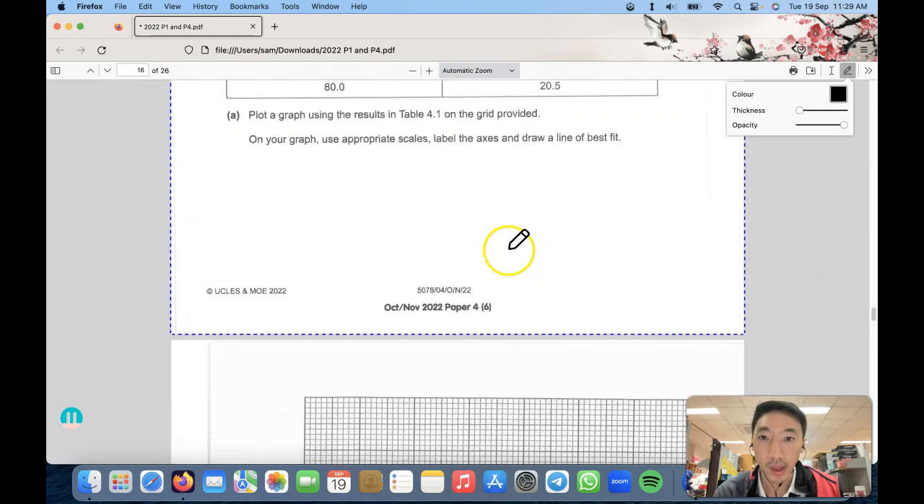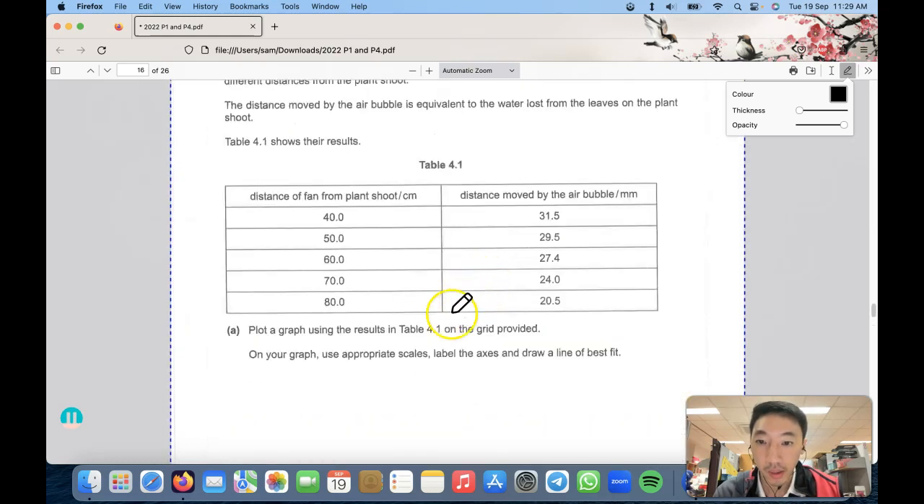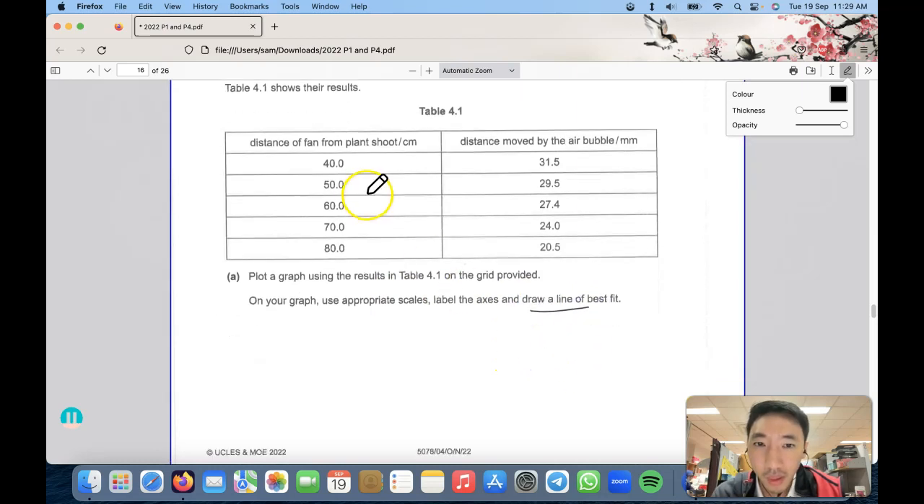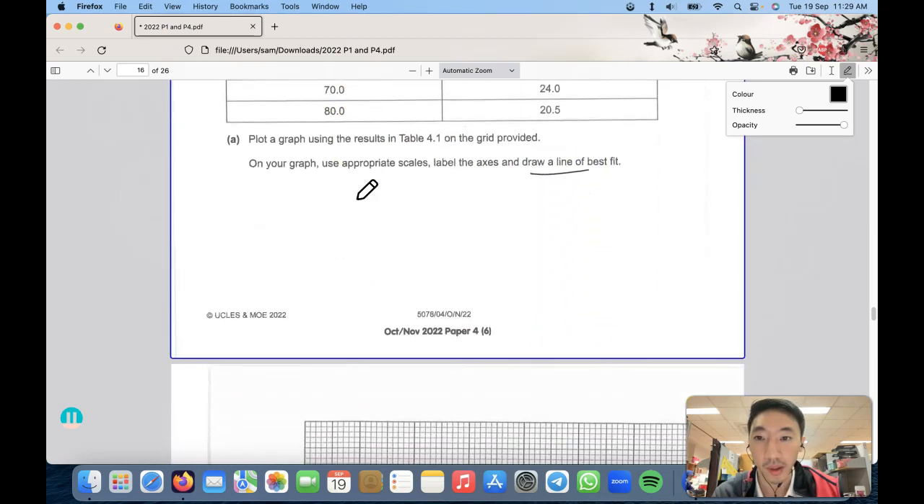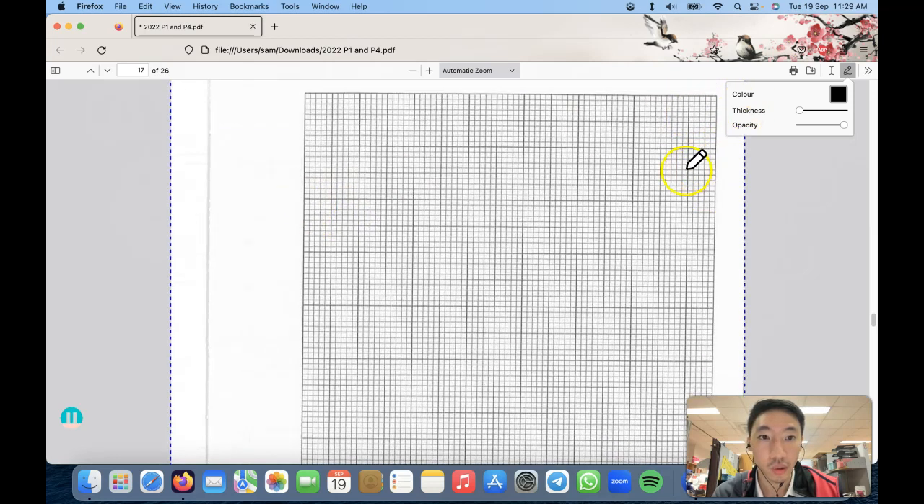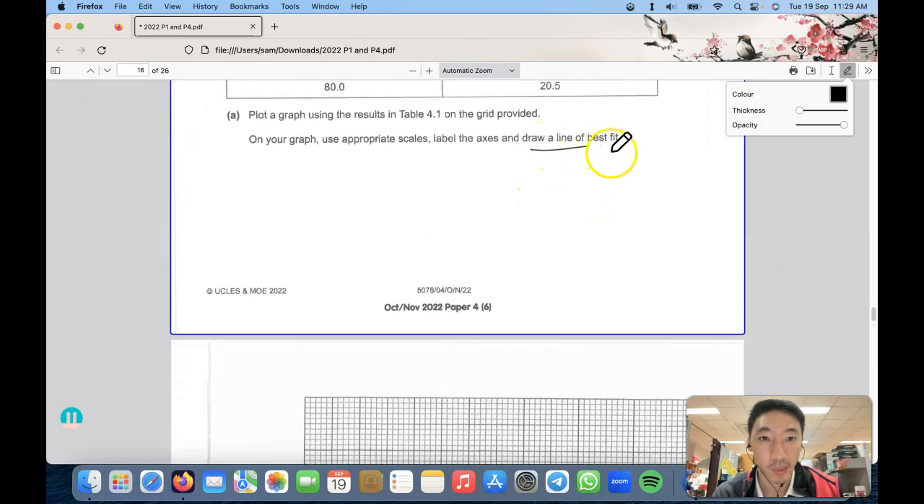Then we are supposed to draw a line of best fit actually, so it may not be a curve, depending on your drawing. Okay, so line of best fit. What does line of best fit mean? It means that, let's say you have some axes like that.